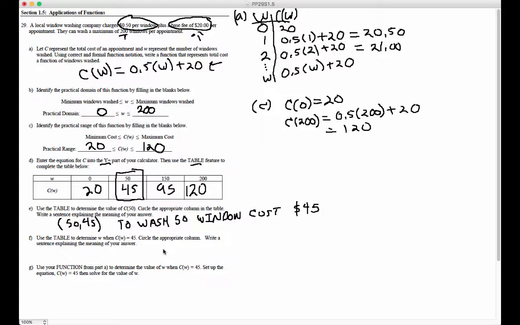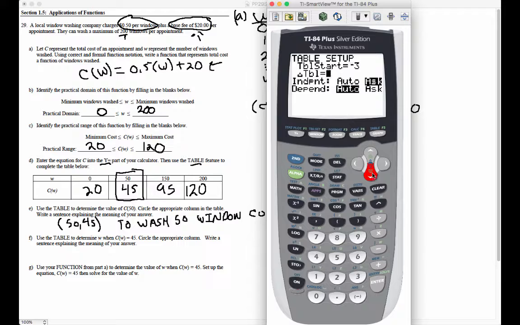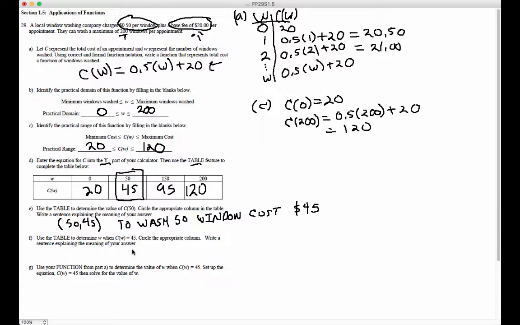Use the table feature to determine what the cost of C of W equal to 45. Circle the appropriate column, write a sentence explaining what is meant by your answer. Okay, so now this time what they're saying is you need to go hunt in the table. So we're going to change our table back to auto. The reason is we want to hunt through and find a C of W equal to 45.